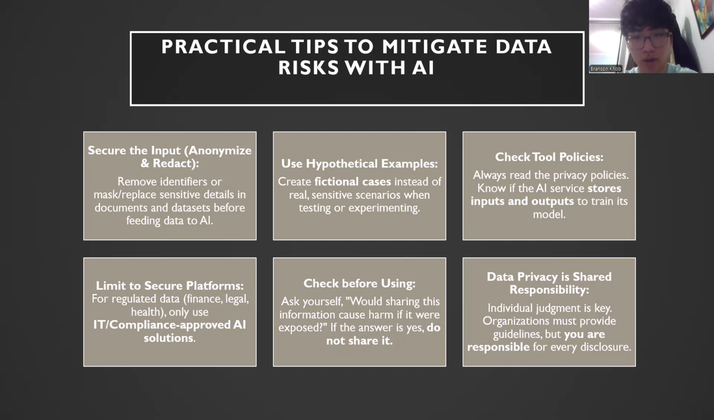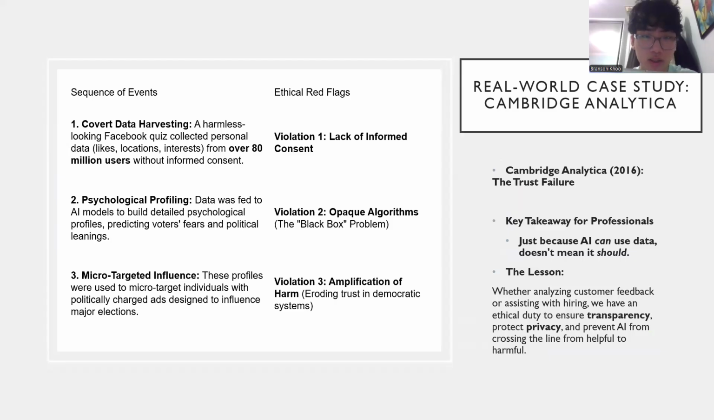Even one accidental disclosure of sensitive information can have major consequences, from reputational damage to legal liability. By following these principles and being mindful of the type of information you provide to AI tools, you can safely leverage AI's capabilities while protecting both personal and organizational privacy. So now, here's a real-world example that shows just how serious things can get when ethical principles are ignored with artificial intelligence. This is the Cambridge Analytica case, one of the biggest data scandals in history and a turning point in how the world views AI and data ethics.